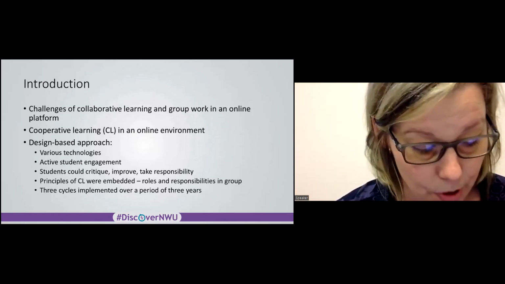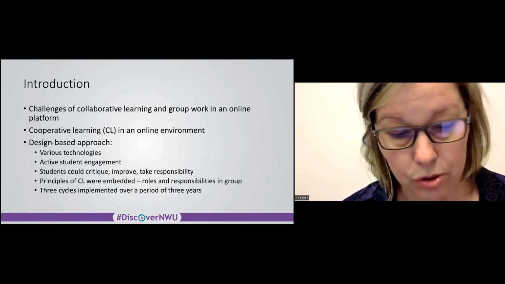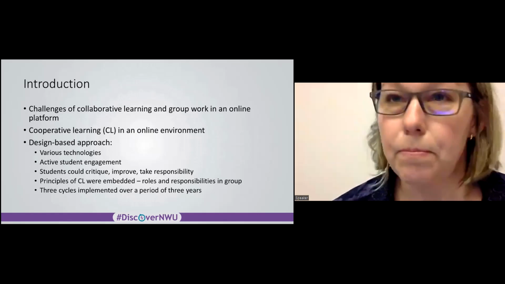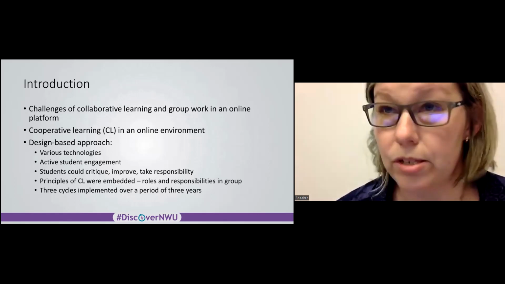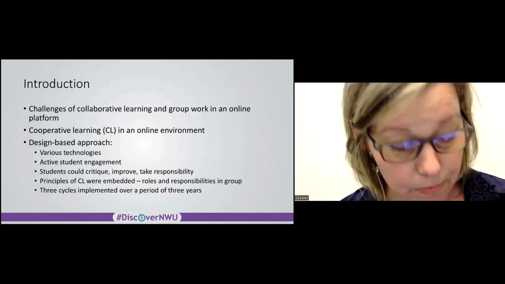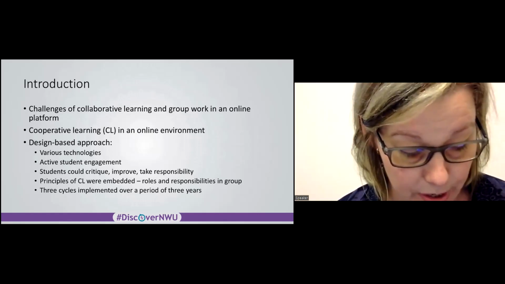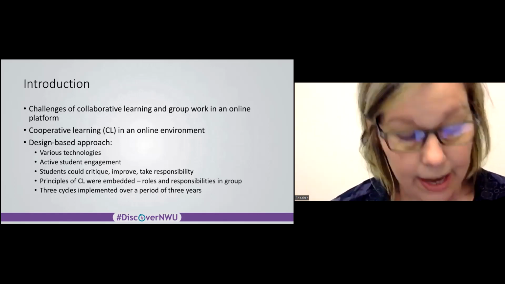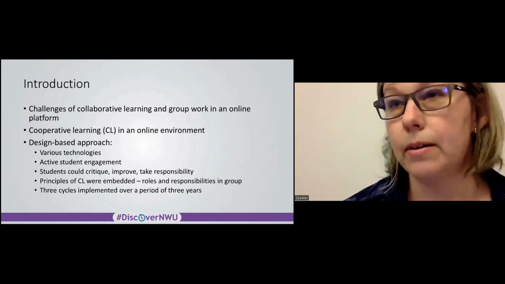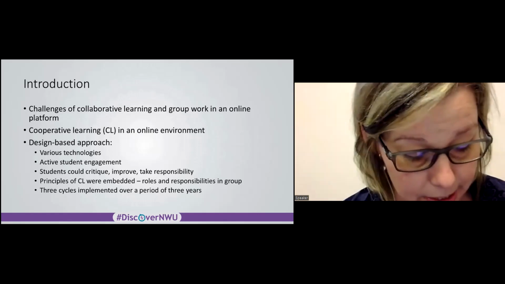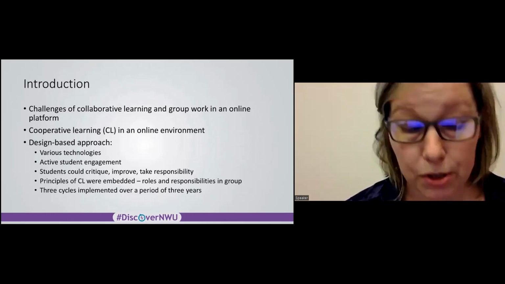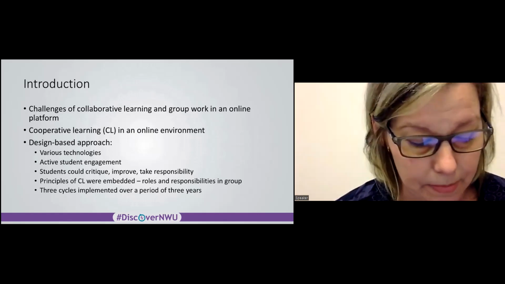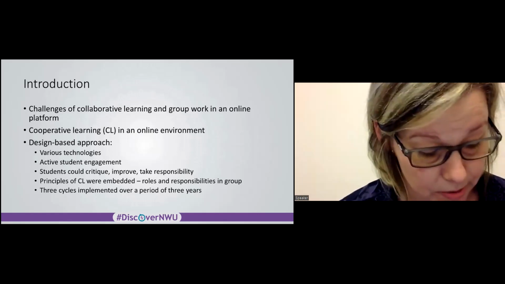So I used a design-based approach when designing the course. I used different technologies, which I'll talk about in a moment. It was for distance students, and the purpose was to promote active engagement, where students had the opportunity to critique each other's work, to improve the final task, and to take responsibility for their own learning. And to do this, obviously, I had to embed the 5 principles of cooperative learning in the course. And that also then involved providing students with roles and responsibilities within the group so that those 5 principles of cooperative learning could be stimulated. And obviously, in the process, the ultimate goal was to promote active engagement.